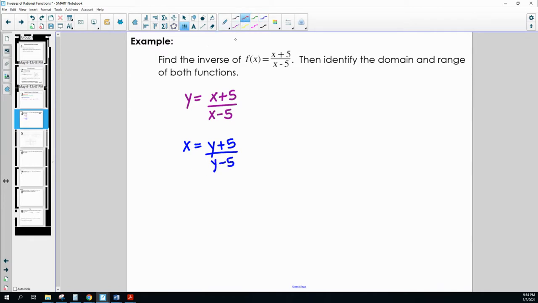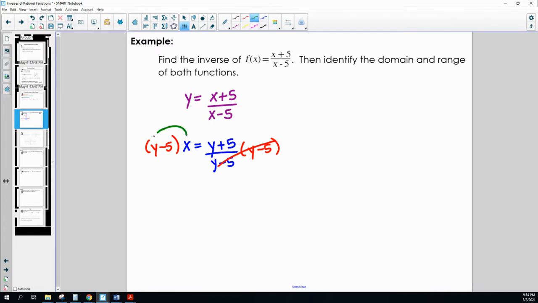Okay, so our goal here is to get y by itself. We want to get y equals. In order to get the y by itself, the first thing we'll have to do is get rid of the denominator. By multiplying both sides by the denominator, I can cancel it out. So I'm going to multiply the right side by y minus 5 and the left side by y minus 5. On the right side, these will cancel out. On the left side, I want to make sure that I distribute.